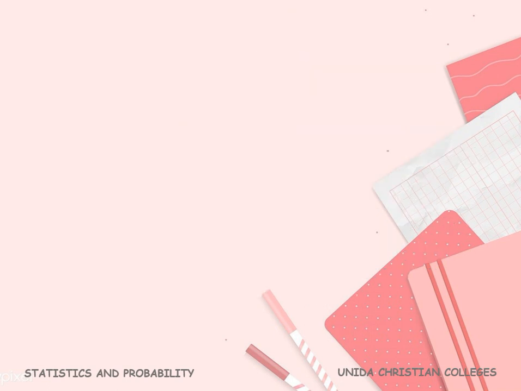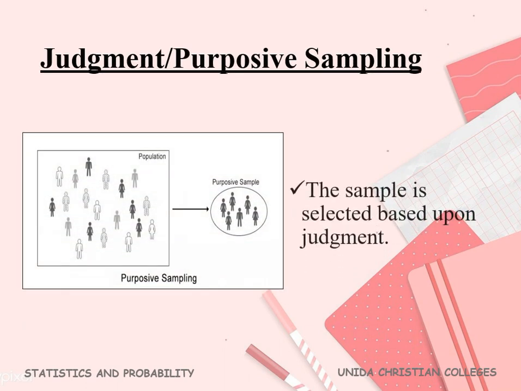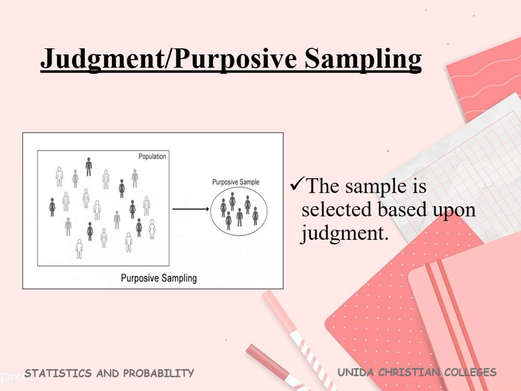Okay? Next, second non-probability sampling is we have the judgment or purposive sampling. So, here, the sample is selected based upon judgment. Nakadepende daw sa judgment mo. Let's say, ang focus mo ay mga summa cum laude graduates. Siyempre po, may purpose dapat, no? Kung sino yung mga summa cum laude graduate, sila lang po dapat yung maging sample mo or maging respondents mo.